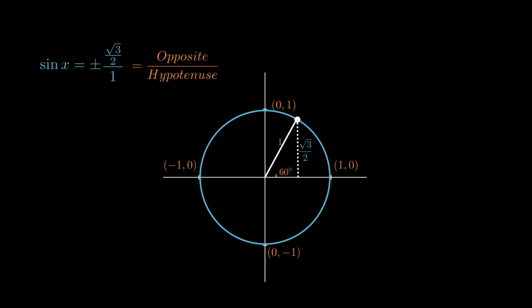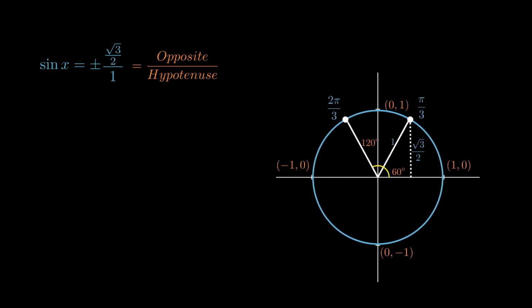The angle that is opposite the side with length square root 3 over 2 is 60 degrees, pi over 3 expressed in radians. Due to the features of the sine function, there is a second solution to the equation located in the second quadrant, symmetrically with respect to the ordinate. Here, x equals 2 pi over 3.